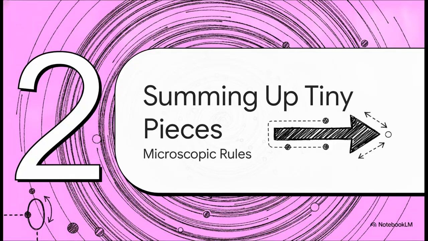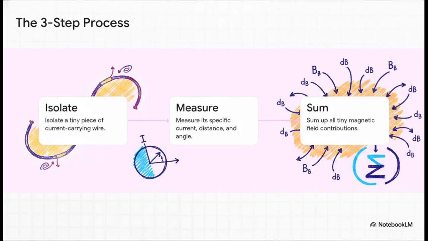Section 2. Summing up tiny pieces. We can basically transform what looks like a really complex calculation into a super elegant three-step visual checklist. Okay, step 1, you isolate a tiny piece of that current-carrying wire. Step 2, you measure its specific current, distance, and angle. And then step 3, you just sum up all those tiny magnetic field contributions from every single segment along the wire. Basically, every tiny piece chips in its own small magnetic field, and the total field at any given point is simply the grand sum of all these tiny individual contributions. It's like a giant puzzle.